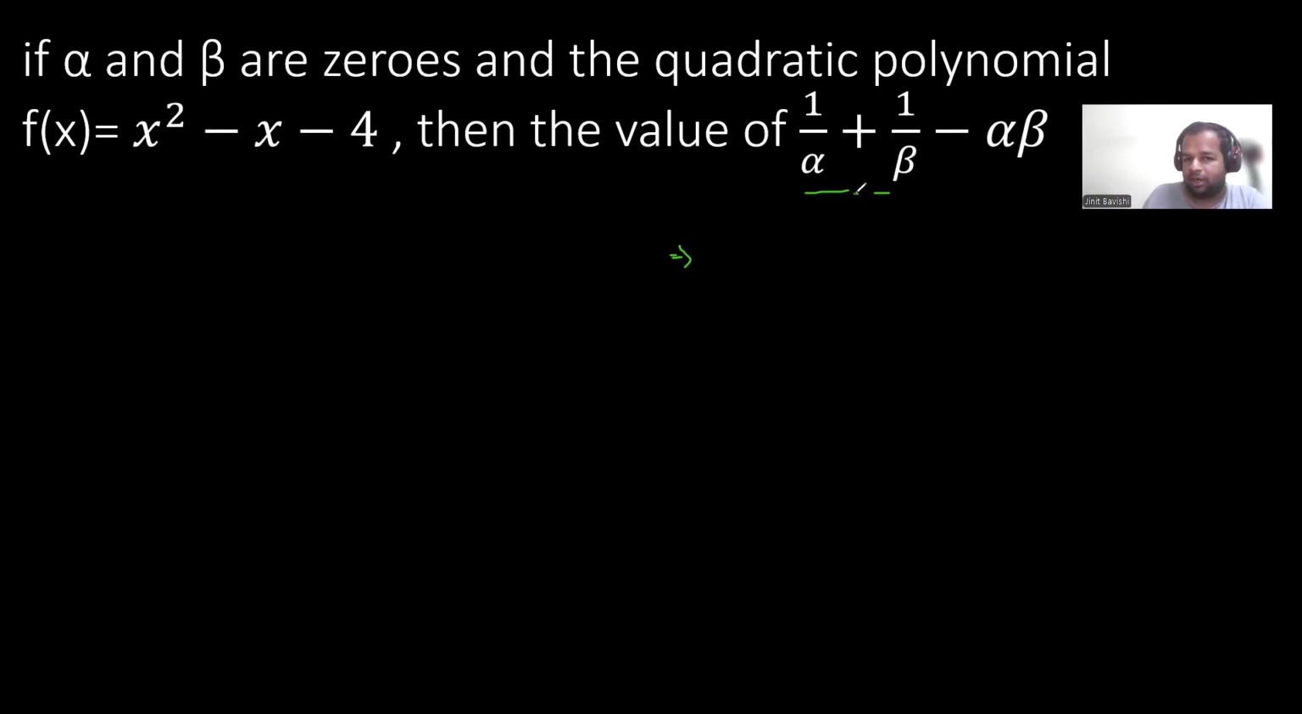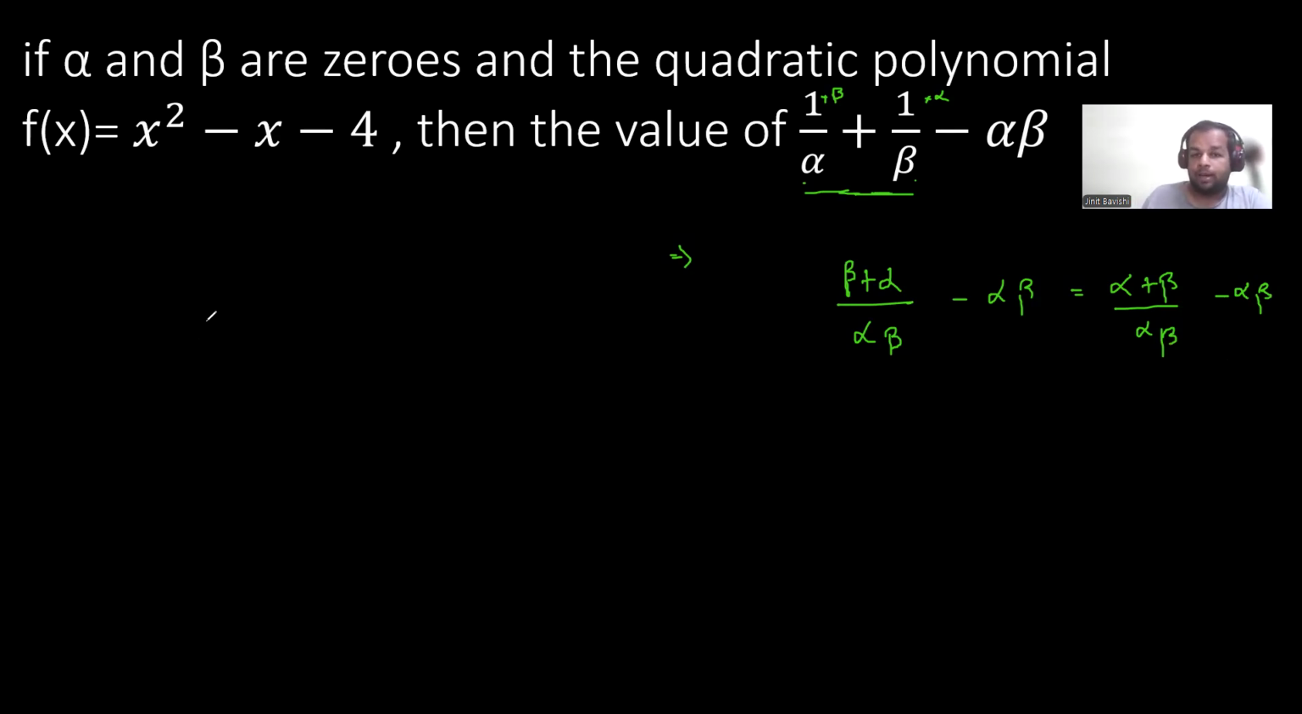How? The first and second term, I'll take the LCM of this. The LCM of alpha and beta is alpha into beta. So I'll multiply this part with beta and this part with alpha. So I end up getting beta plus alpha minus alpha beta. So I have rearranged the question and made it in this form: alpha plus beta by alpha beta minus alpha beta. So if I find the value of this, it will be the same as the given question. This is something I have to understand. This comes with practice. Sometimes the questions are designed to confuse you.